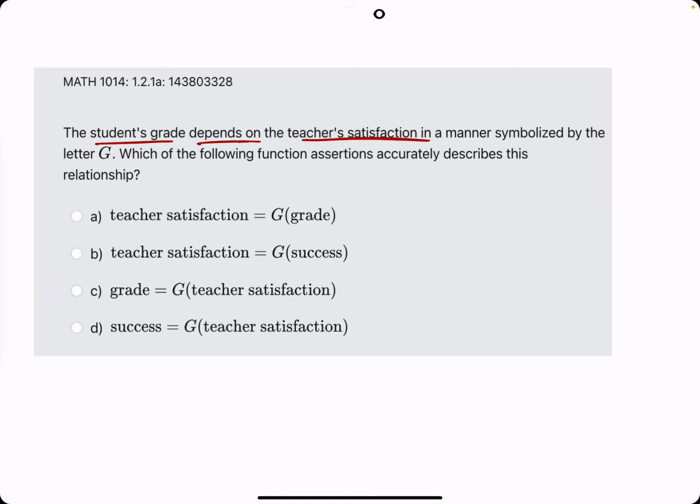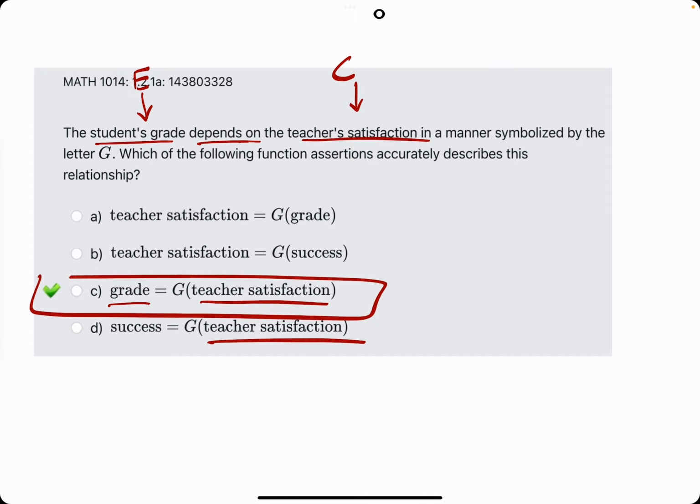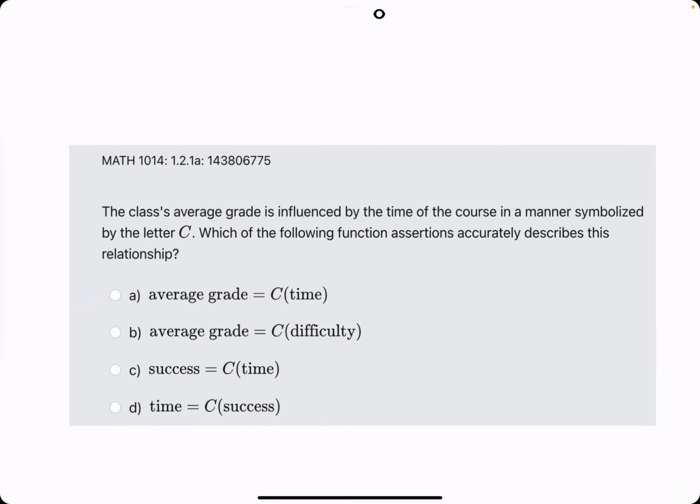So in this one, if student's grade is dependent on the teacher's satisfaction, then what that means is the teacher's satisfaction would be the cause, and then the effect is the student's grade. So we want to see teacher satisfaction on the inside of the parentheses for whatever the function letter is, right? And then we want to see the student's grade, or just grade, on the opposite side of the equation. And so that leads us to option C. All right, let's go ahead and do one more.